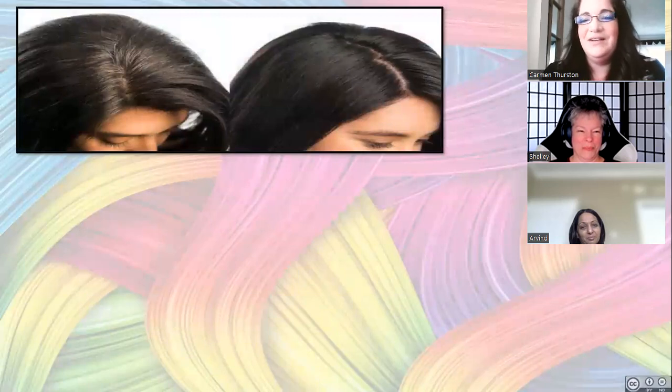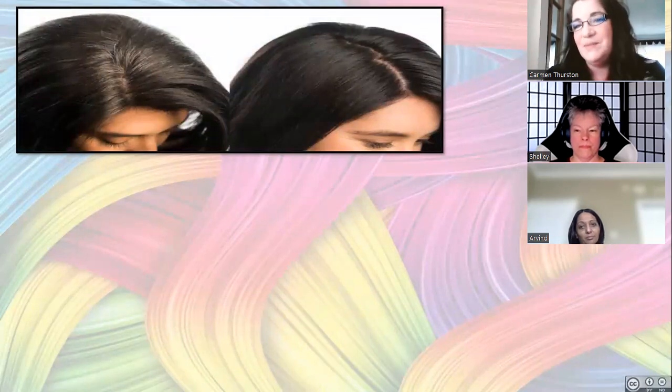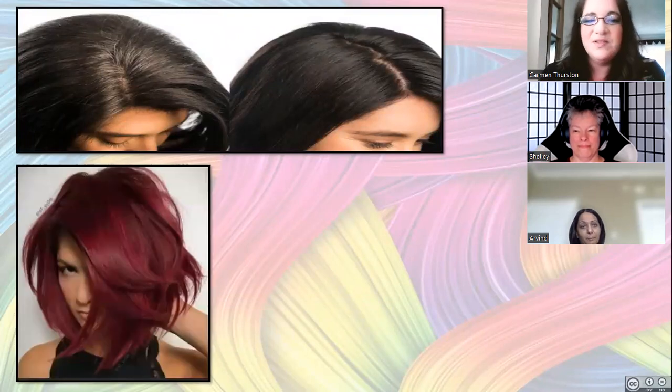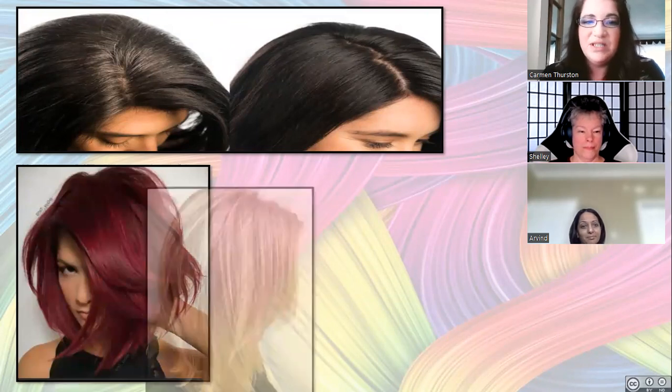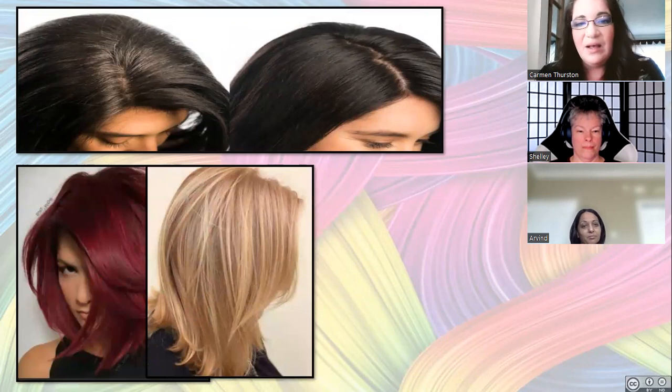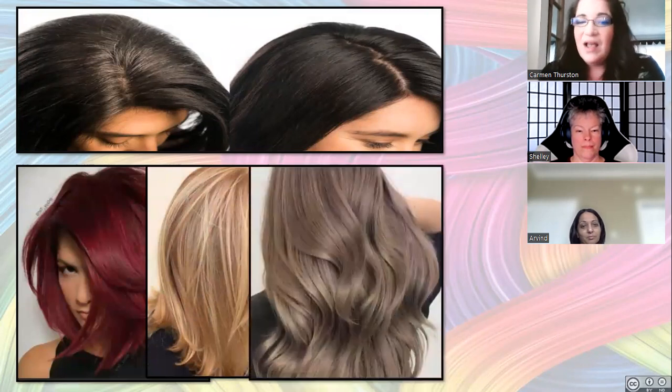So again, here's the nice before and after picture of a gray coverage. This is our main use with permanent hair color, covering grays, because that is one of the biggest things us women struggle with. We can also get these really nice, rich reds and beautiful, deep, shiny shades. Our blondes as well. It just shows you that this color really is saturated and very opaque on the hair.